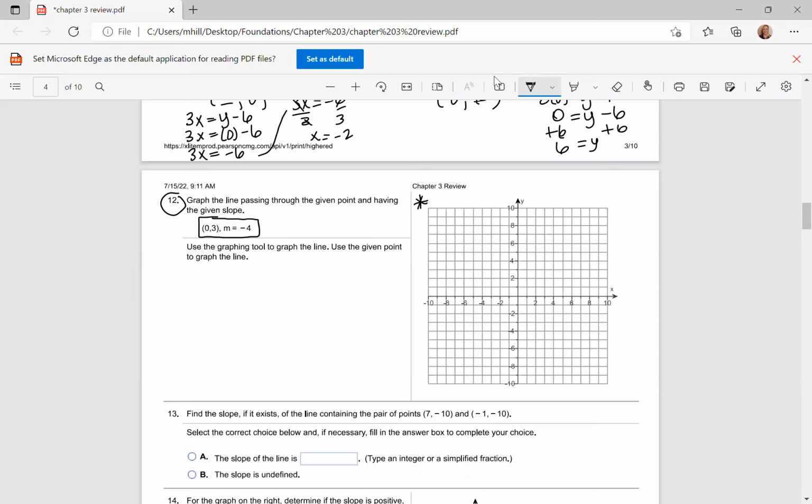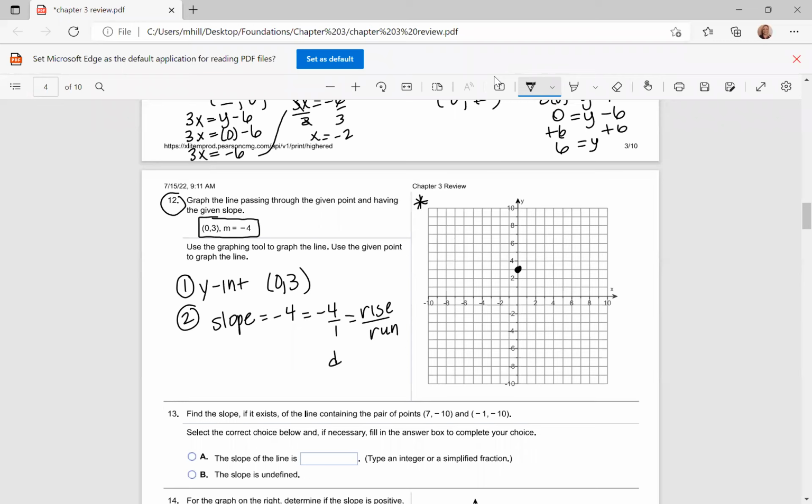Okay. So remember, when you're doing this graph, you want to always start with your y-intercept. It's the first thing you want to do, and they're telling us it's 0, 3. So you're going to go plot the point 0, 3, which is your y-intercept. Next, you're going to use your slope. And our slope is -4. You're going to want to write that as a fraction. So you're going to put a 1 underneath it. That's your rise over your run.